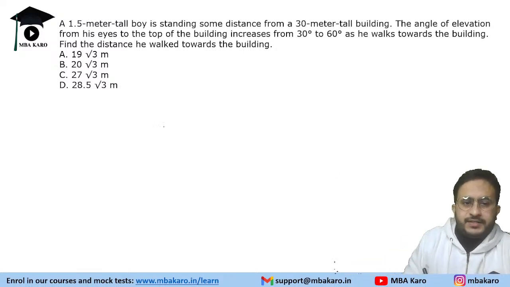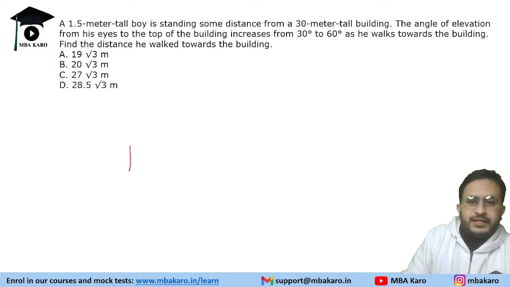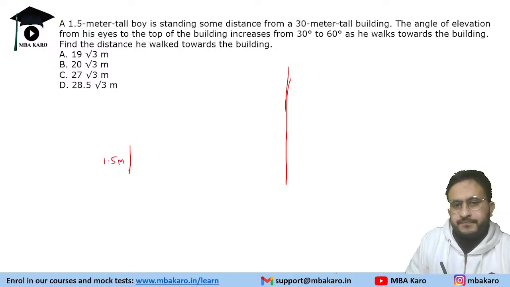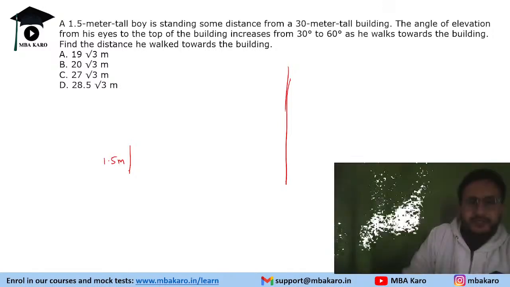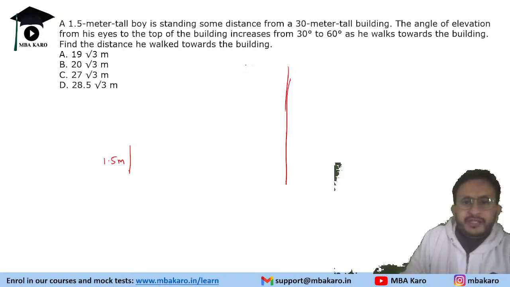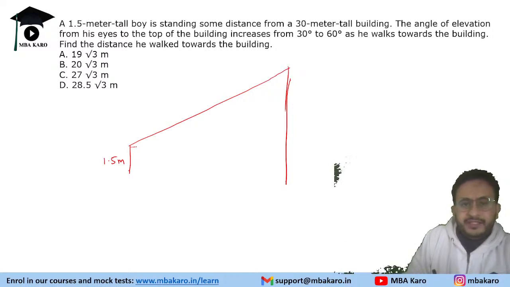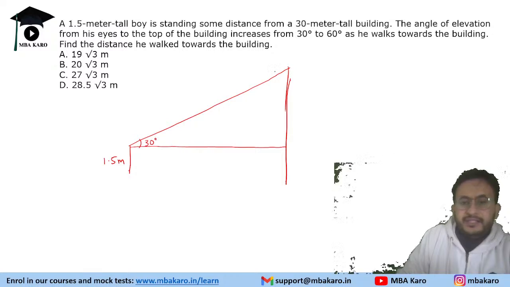So there is a person, he is 1.5-meter tall, and there is a 30-meter tall building. Okay, so the building height is 30 meters. This is 1.5 meters. And the angle of elevation from his eyes to the top of the building increases from 30 degrees to 60 degrees. So the angle is 30 degrees initially, and then he walks some distance, and this angle becomes 60 degrees.